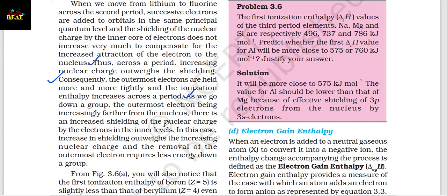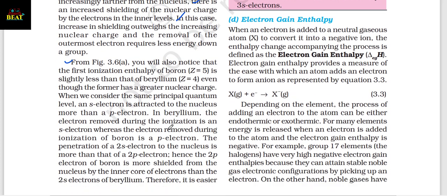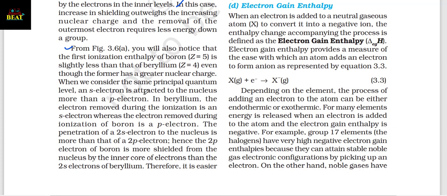As we go down a group, the outermost electrons are increasingly farther from the nucleus. There is an increased shielding of the nuclear charge by the electrons in the inner levels. In this case, the increase in shielding outweighs the increasing nuclear charge, and the removal of the outermost electron requires less energy down a group. From figure 3.6a, you will also notice that the first ionization enthalpy of boron is slightly less than that of beryllium.